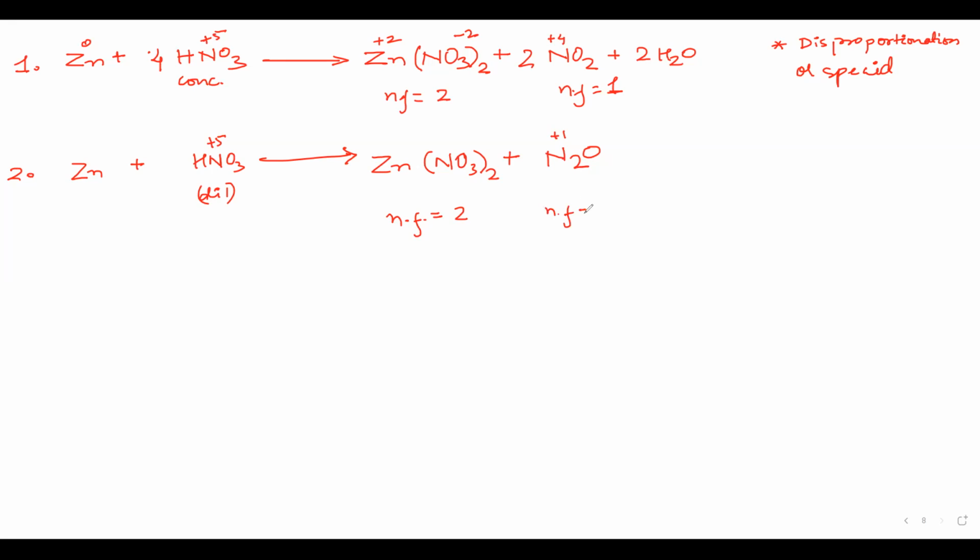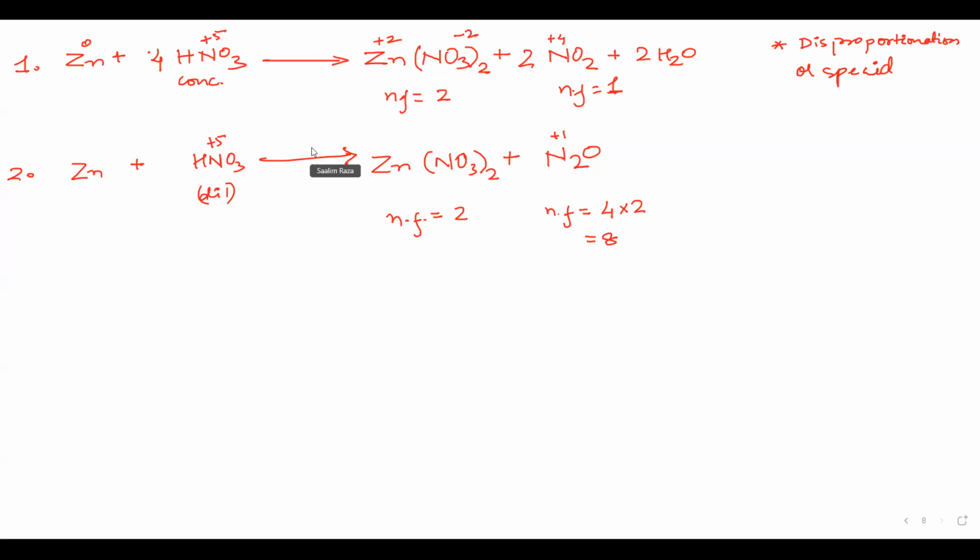So for N2O, it is equal to how much? See, there are 4 changes in oxidation state per nitrogen, and there are 2 nitrogen atoms. So the N factor here is 8. Don't forget this 2 because there are 2 nitrogens. The N factor formula is change in oxidation state into the number of atoms. In the product side the number of atoms is 2, so I just have to multiply by 8 here.